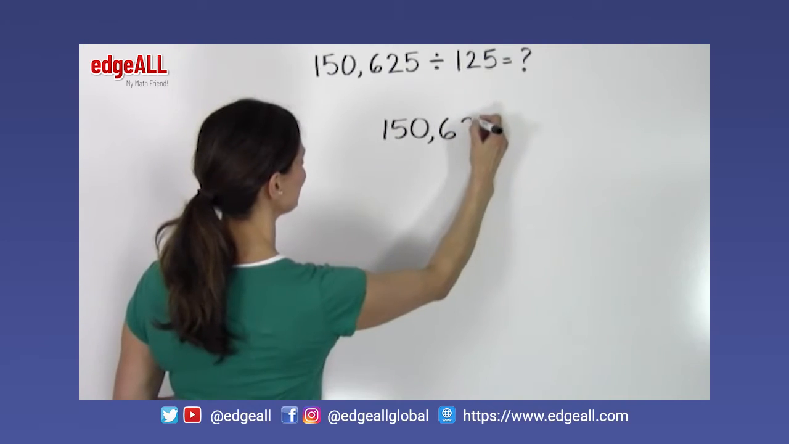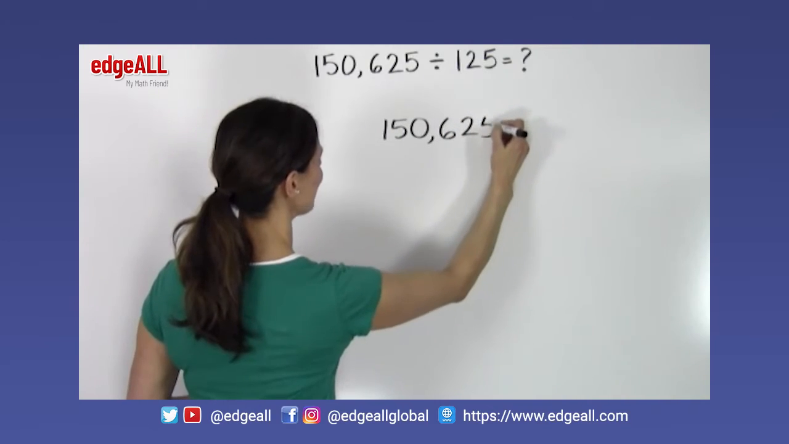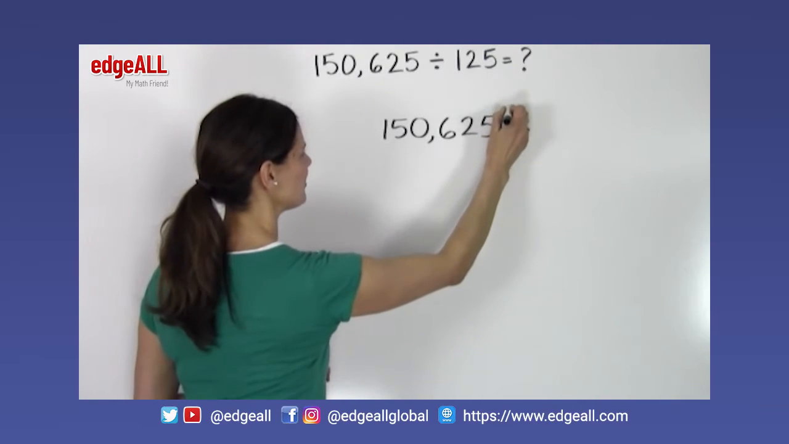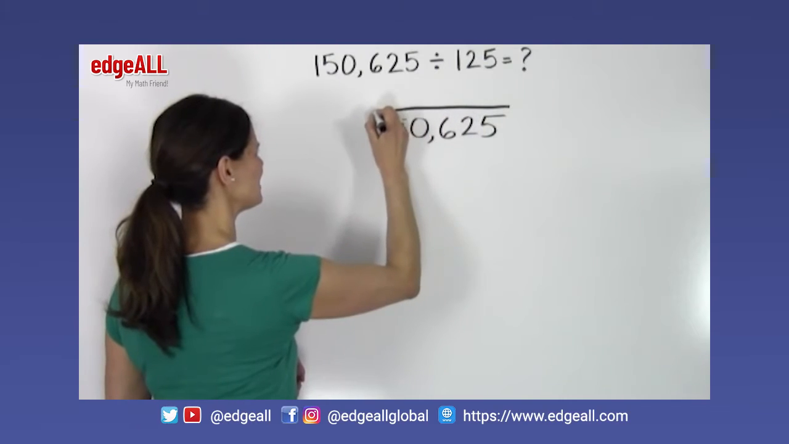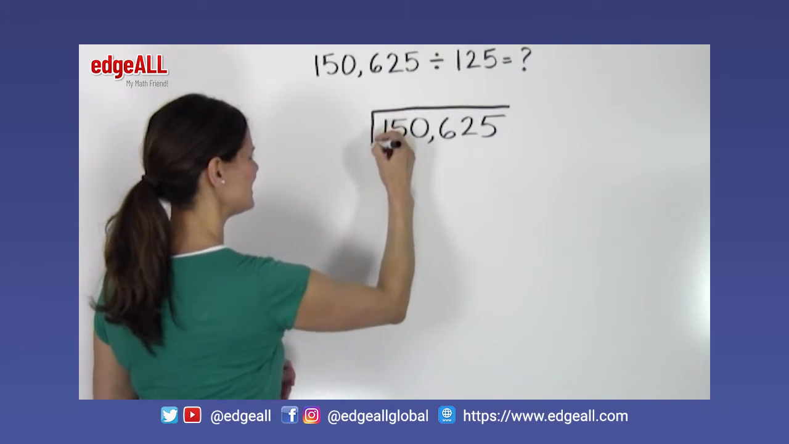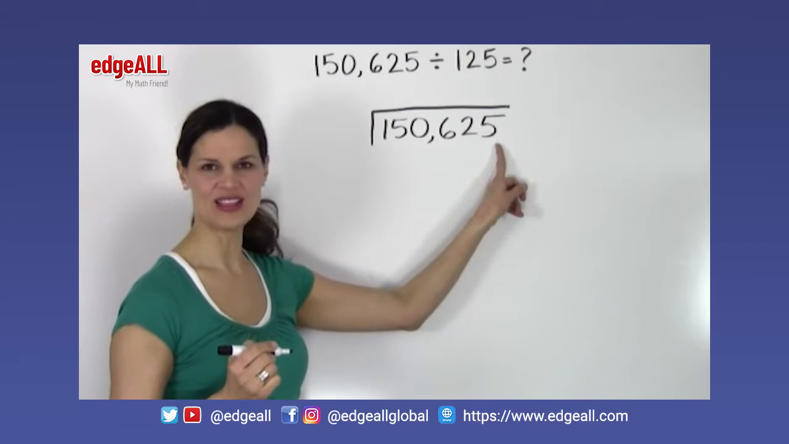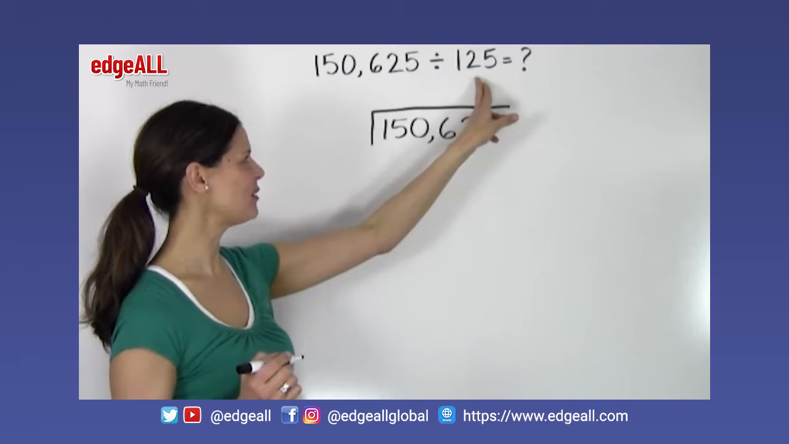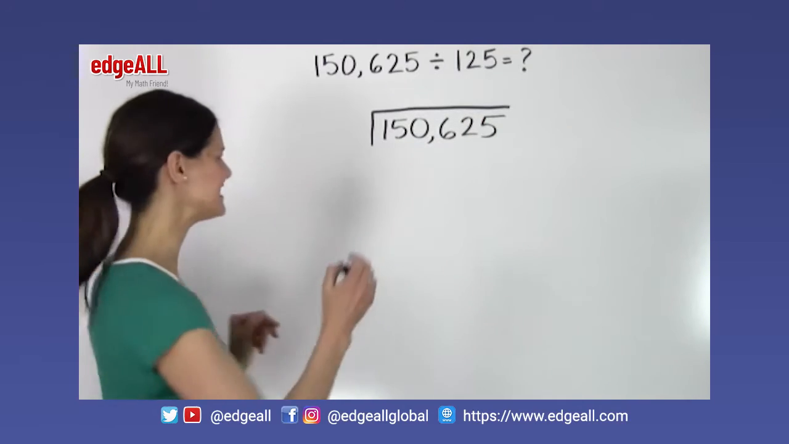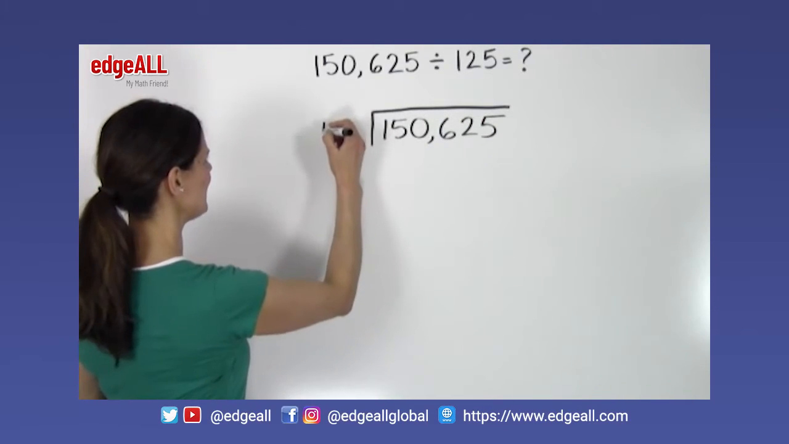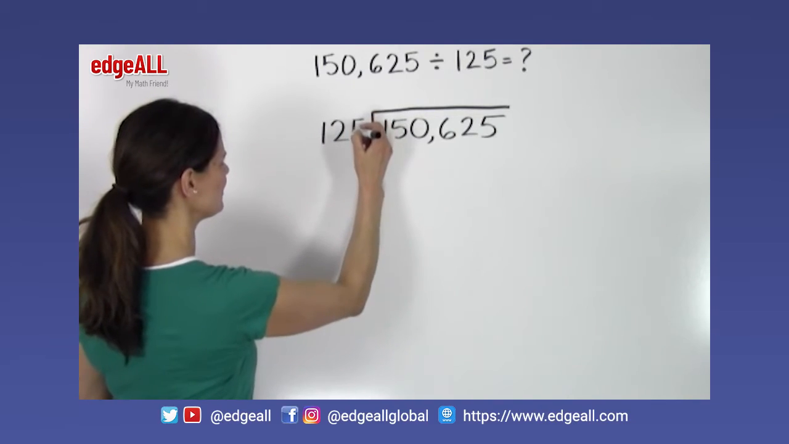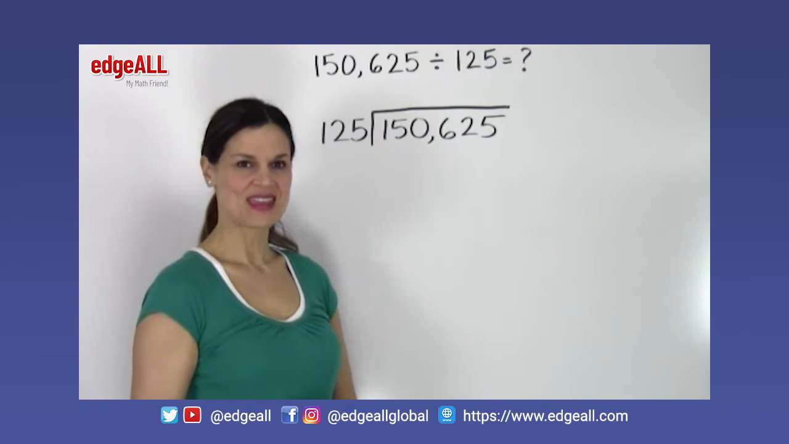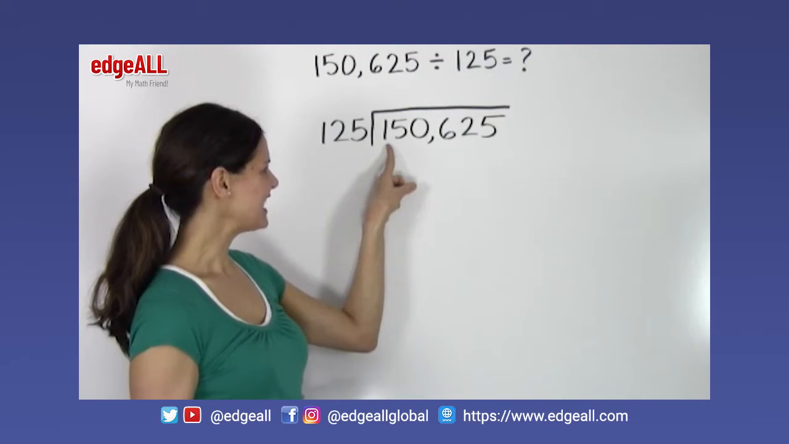So I'll put my dividend here, 150,625, and then I want to draw my division symbol here above and to the side. I want it to cover all of the numbers, and then just like I always do with long division, I'll put my divisor over here on this side of the symbol. So 125 goes right here.